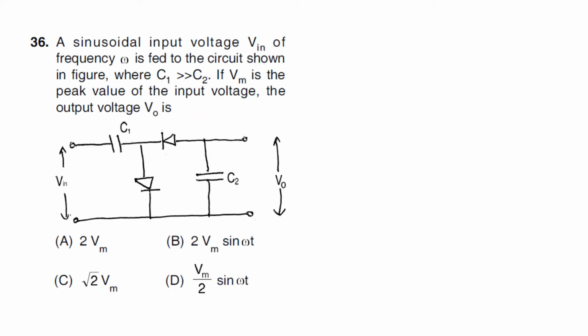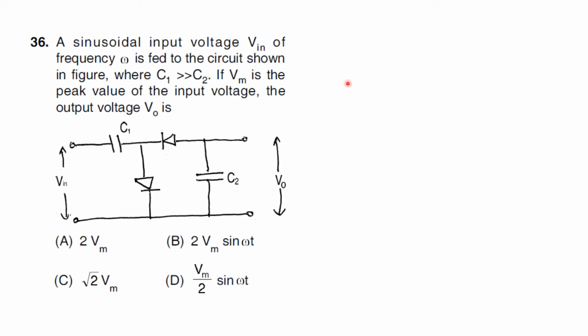A sinusoidal input voltage Vin of frequency omega is fed to the circuit shown in the figure, where C1 is greater than C2. If Vm is the peak value of input voltage, then the output voltage V0 is, so some circuit is given.